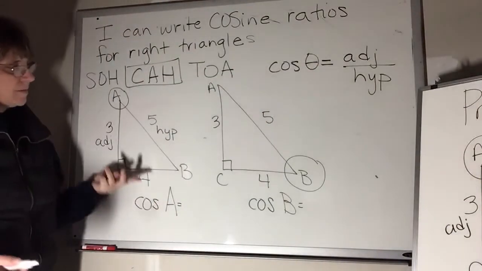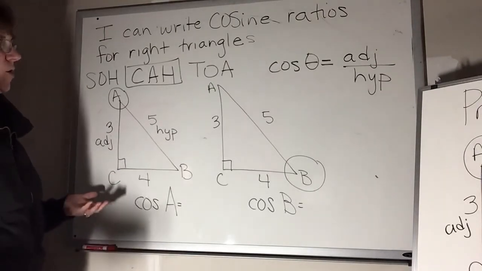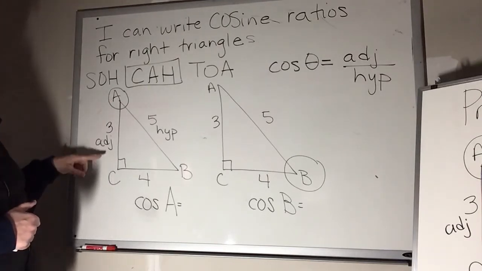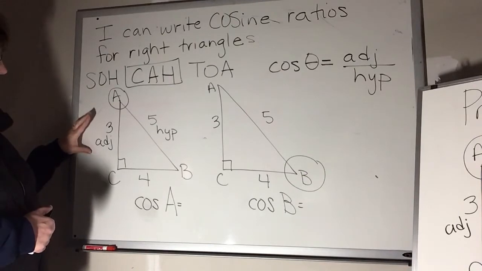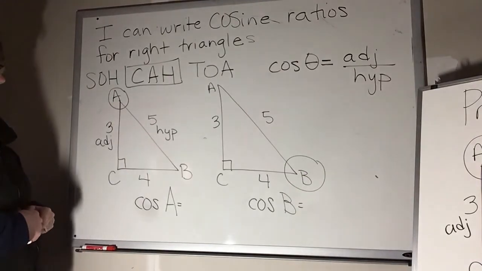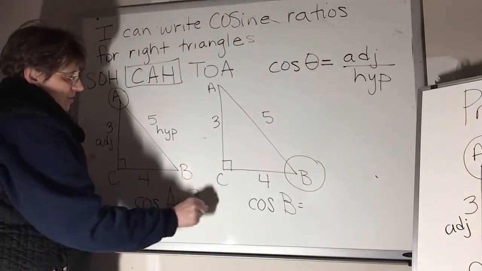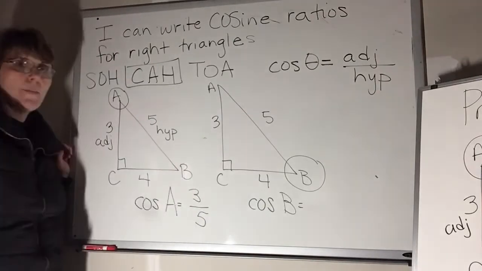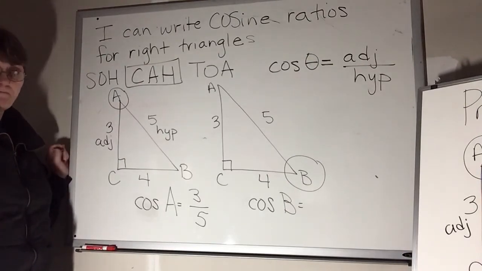Right now in our problems, most of our triangles have had letters at the vertices, so we don't have to use theta necessarily. We've been using the names of the angles. So if I wanted to know the cosine of angle A, I know that cosine uses the adjacent side and the hypotenuse, which I've already labeled in this triangle. So adjacent is 3, that goes in the numerator. The hypotenuse is 5. Hypotenuse always goes in the denominator of the cosine function. So the cosine of angle A is 3/5.